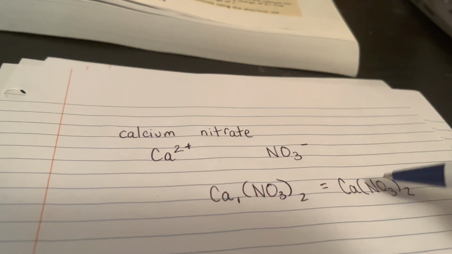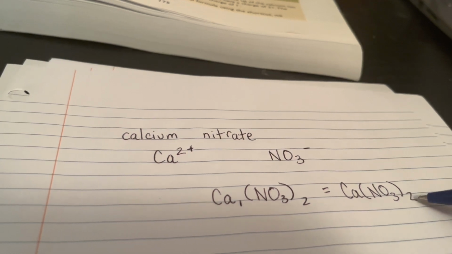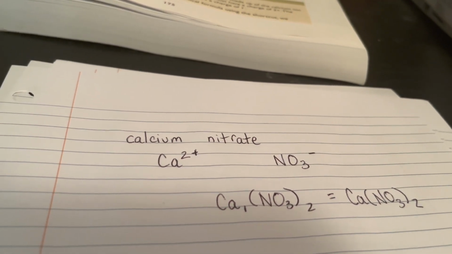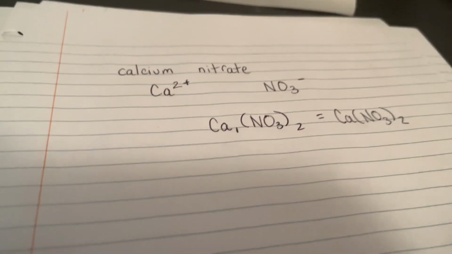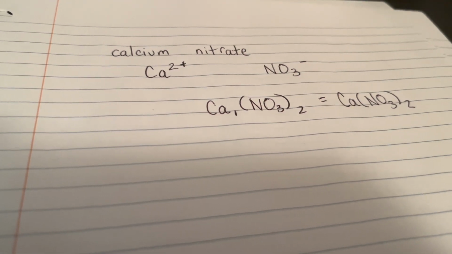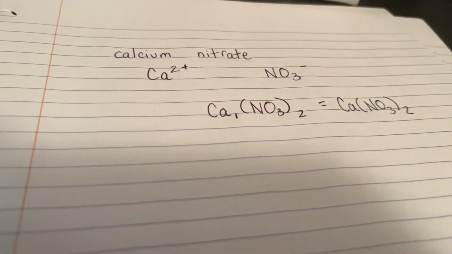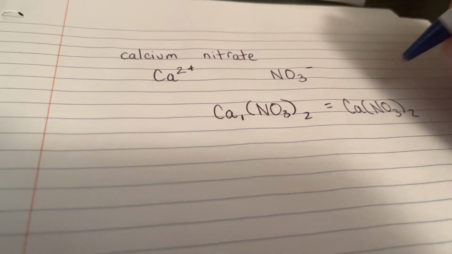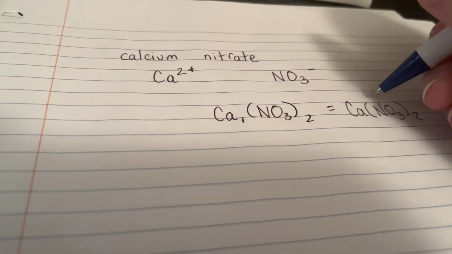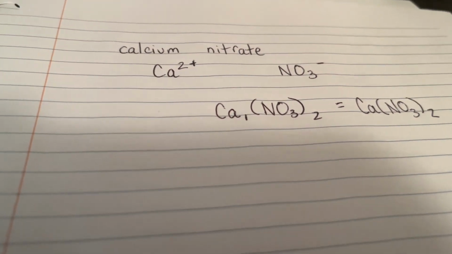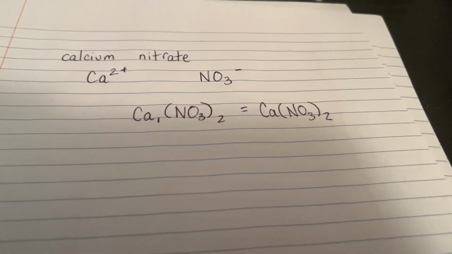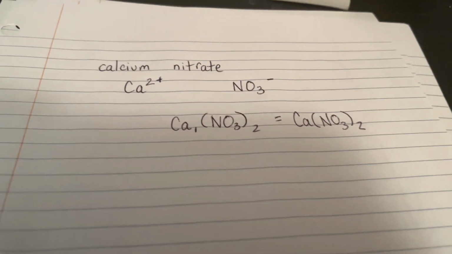Parentheses matter because you need to know that there's two of these ions, okay? The nitrate is a single item. That's why it's in parentheses. You don't have nitrogen and then oxygen. You have nitrate, which is an O3, and then you have two of them. So that's why you have to have the parentheses to distinguish. I hope that makes sense to you guys.